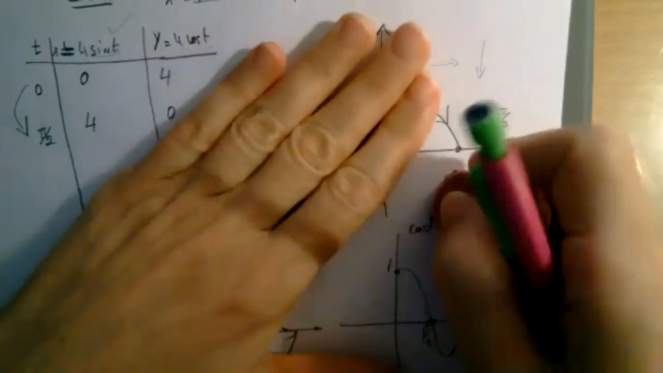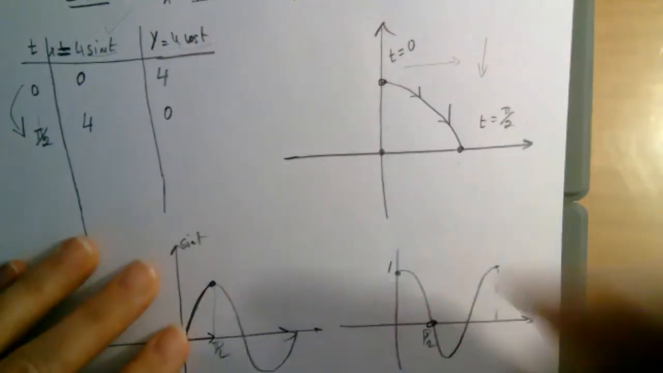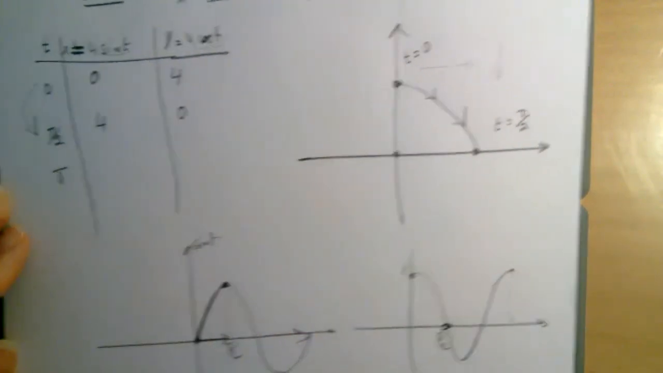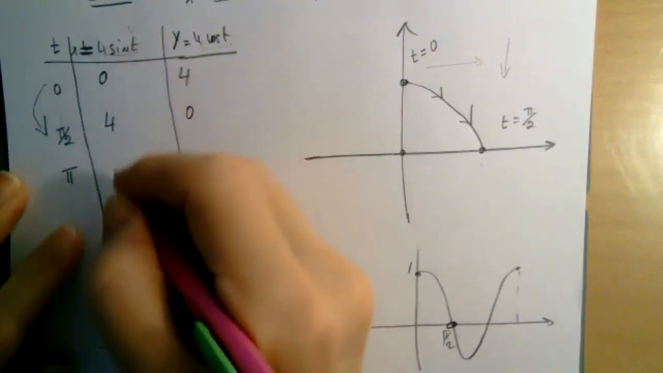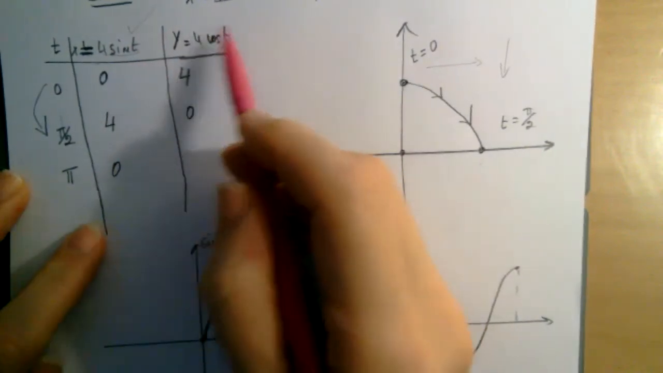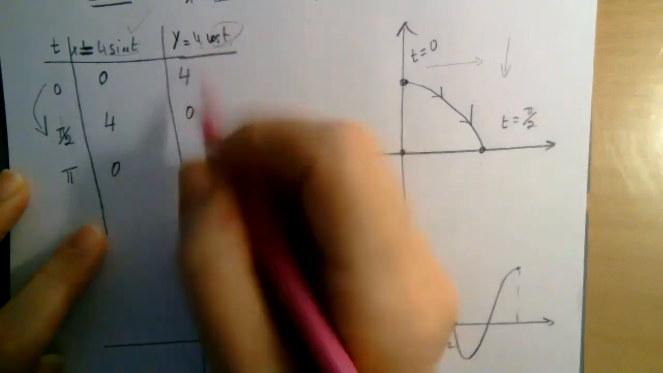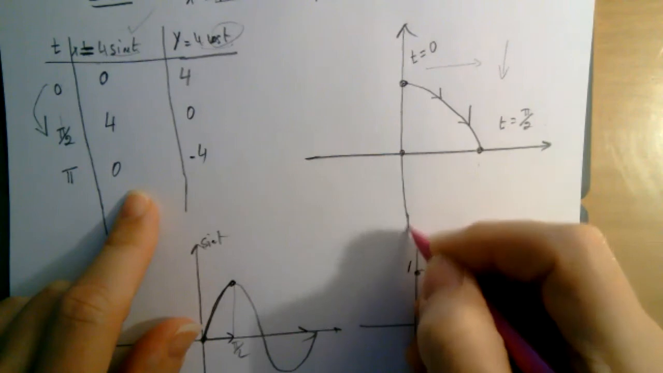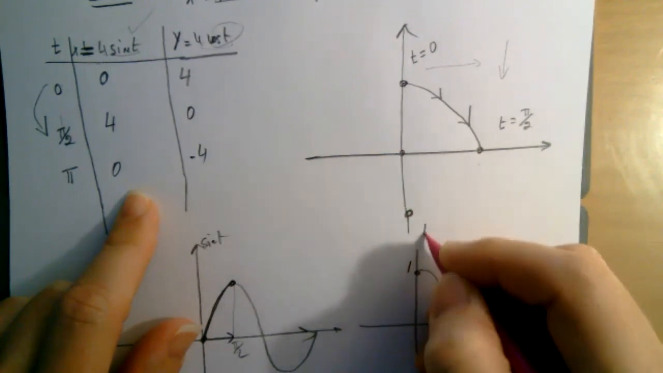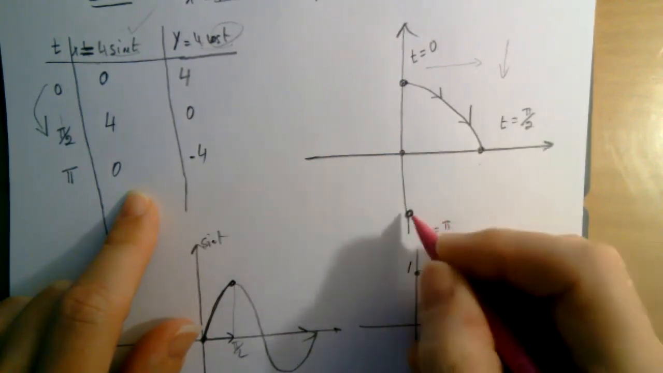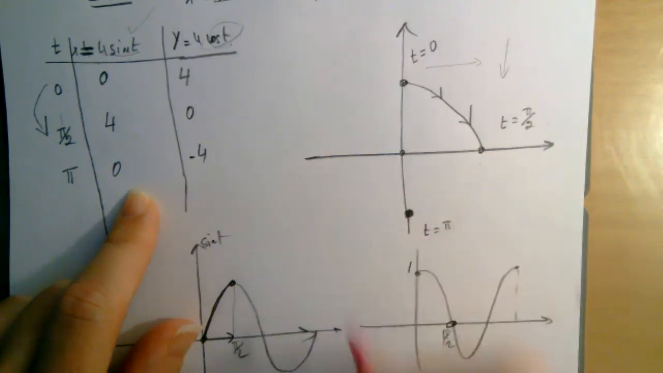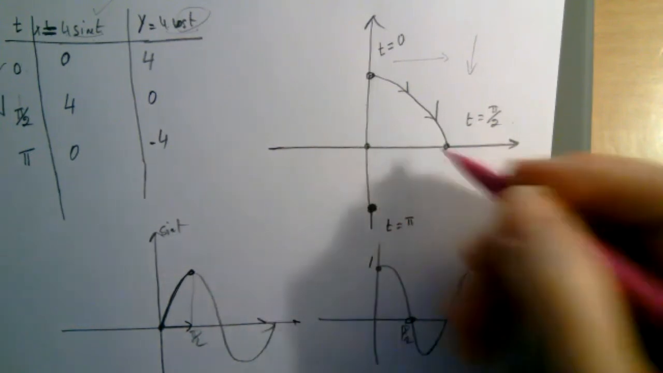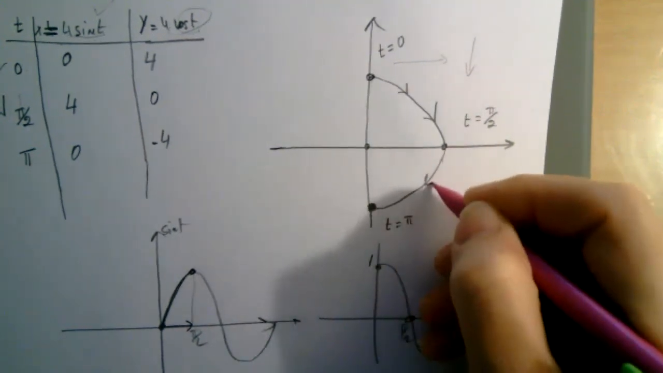Now I keep going along the same line. After pi over 2, my second good value is pi. Sine pi is 0. Cosine pi is -1 times 4, which is -4. So at t equal to pi, I am at 0 and -4, I am right here. And in between, what's the curve? Now we know that's going to go like that. I mean, we expect that.